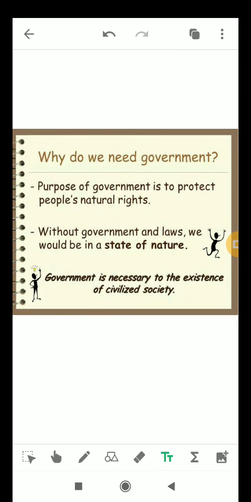Students, why do we need government? We need government because the purpose of government is to protect people's natural rights. Without government and laws, we would be in a state of nature. So government is necessary to the existence of civilized society.